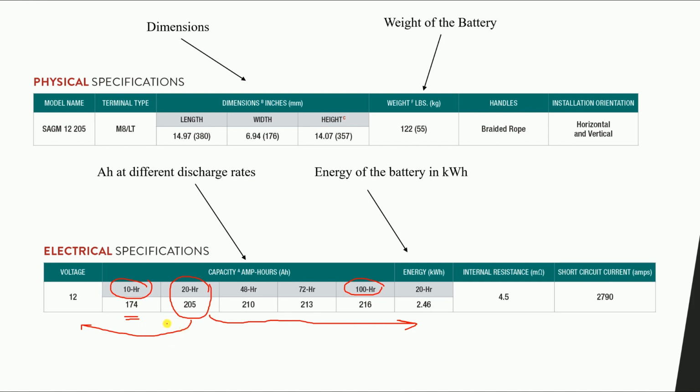Now this is really important because if you discharge your battery over a longer time, it is acceptable. However, if you decide to discharge it in a shorter time, it will affect its lifetime and you will get lower capacity than the rated value.